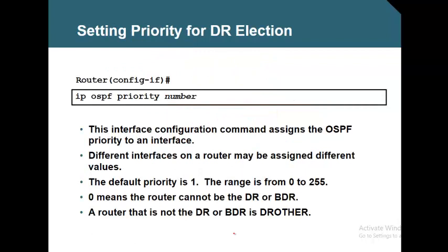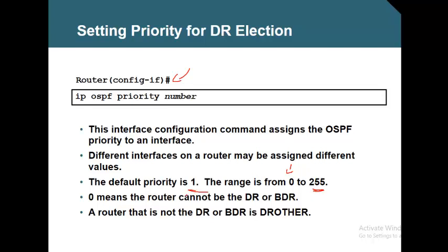Now, we saw that according to OSPF, the one with the highest router priority should become a DR. How do you set priority? We go under the interface and we say ip ospf priority and then the number. It can be anything between 0 to 255. The maximum is 255 and the default is 1.